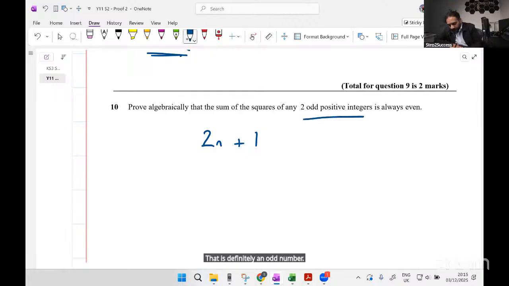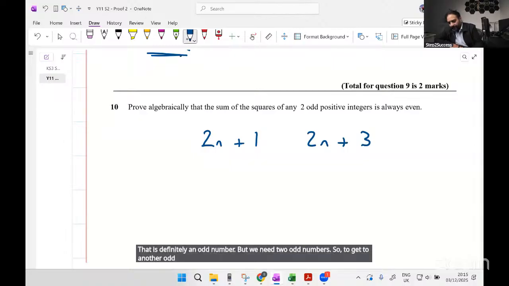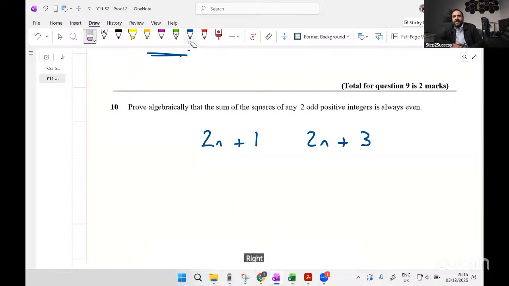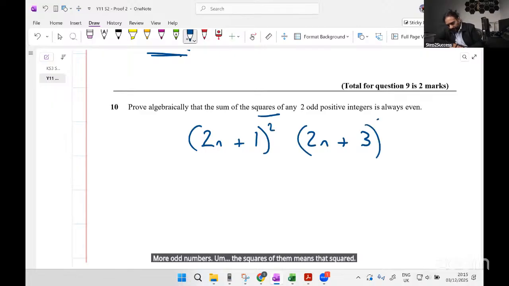But we need two odd numbers. So to get to another odd number, I'll just add another 2 to it. If I've got an odd number and I add 2 to it, I get another odd number, don't I? So I could add 5 or I could add 7. It'll still give me more odd numbers. The squares of them means that squared and that squared. The sum of means you add them together. So that's your setup for this question.